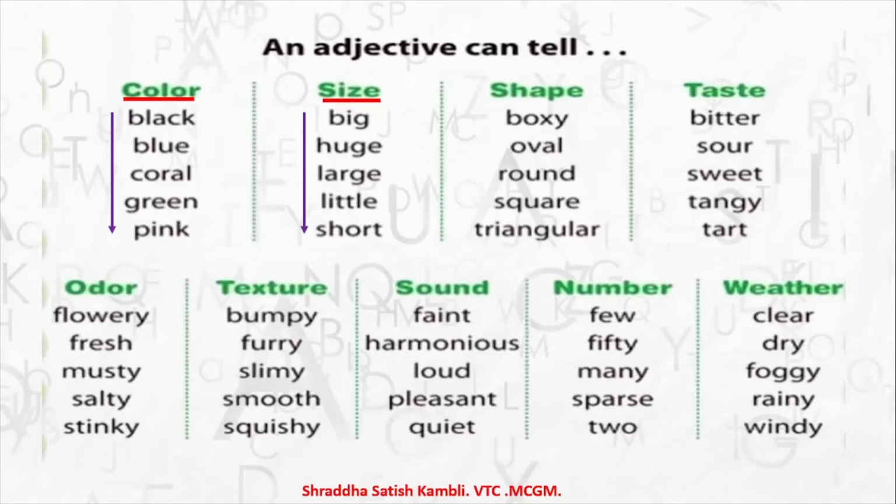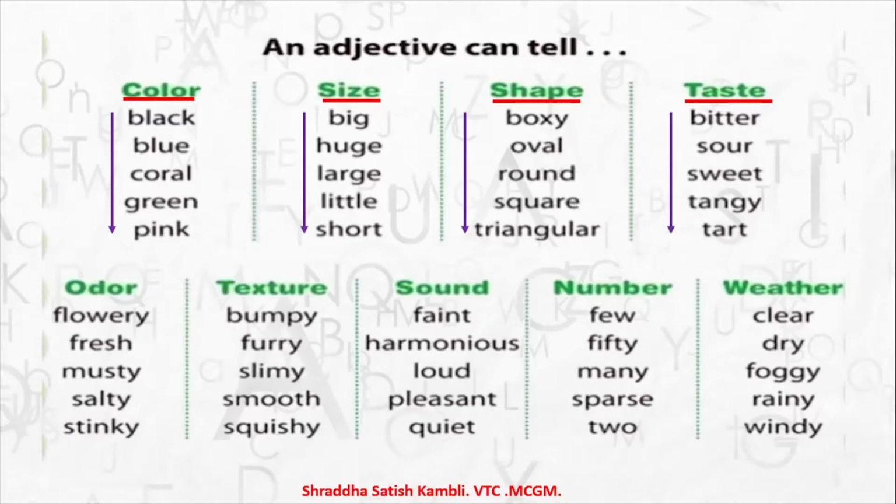Alright? Then you have shape. So an adjective can tell you more about the shape of a person, place, or thing. So you have boxy, oval, round, square, triangular, you can even say rectangular, circular. All these words talk about the shape of a person, place, or thing. Then you have taste. Adjectives also describe the taste of things. For example, you have bitter, sour, sweet, tangy, tarty.